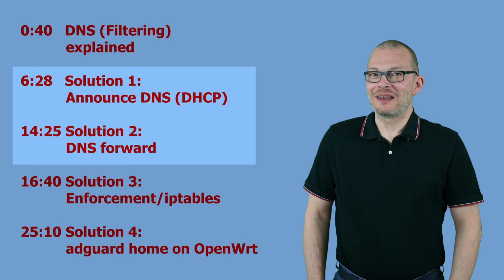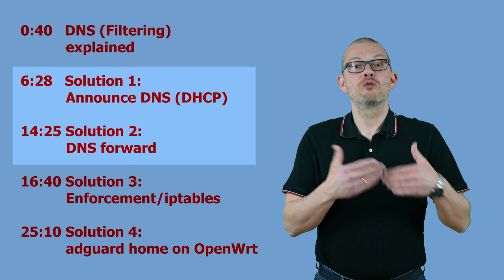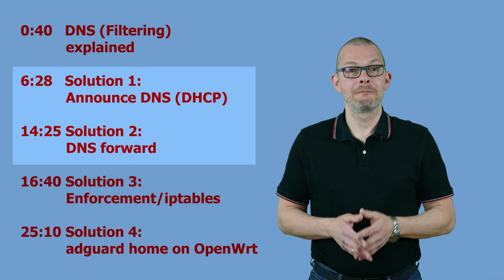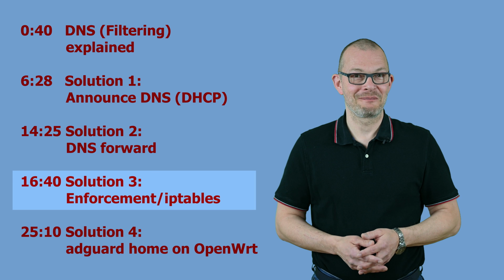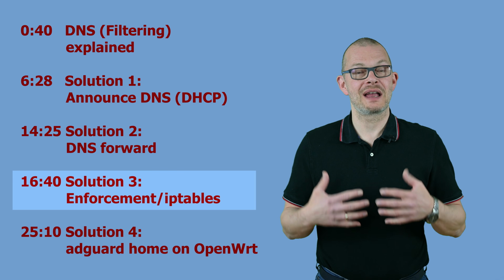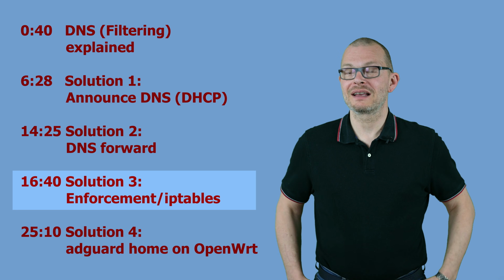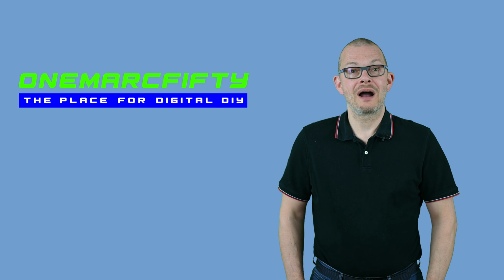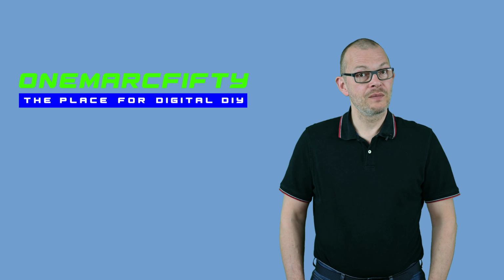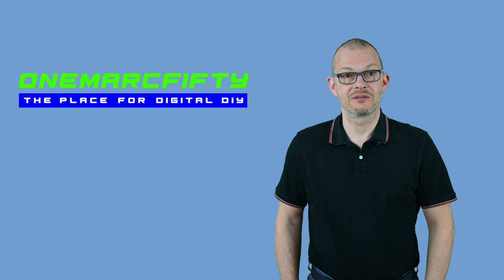Cool. So now we have seen two options to filter DNS traffic, or rather to redirect DNS traffic, with a clear focus on the ad prevention and privacy use case. If your main concern is enforcement or preventing leakage, then the next solution is for you. For this solution, we need either control over the router, or a device in front of the router that can do NAT filtering.